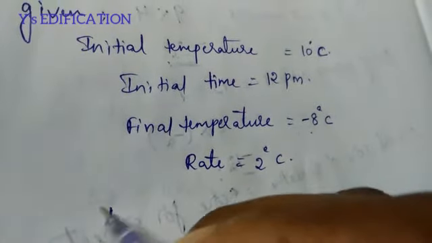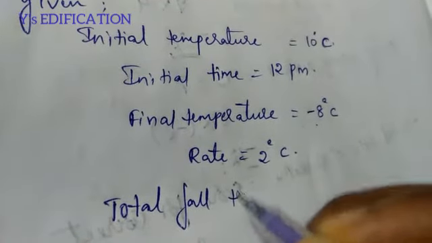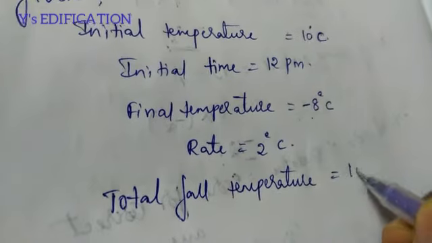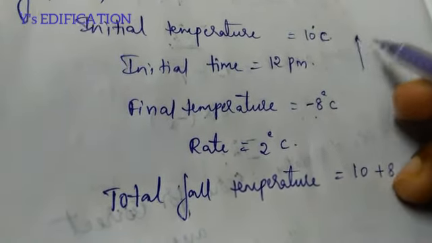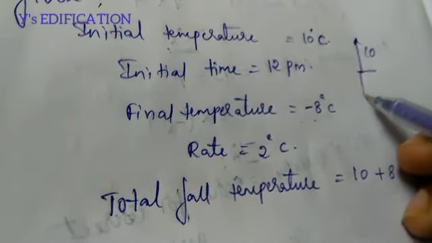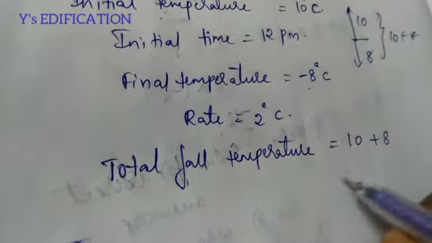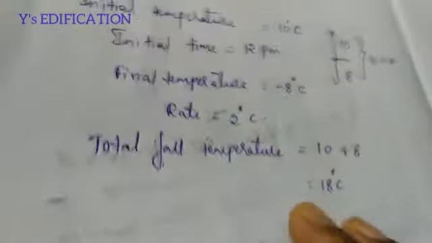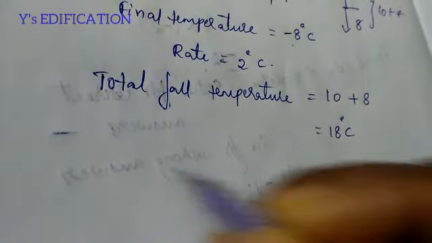First of all, let us see what is the total fall in the temperature. The total fall in temperature is 10 degrees plus 8 degrees. Above zero is 10 degrees and below zero is 8 degrees. So the total fall in the temperature is 18 degrees Celsius. 18 degrees of temperature is dropped, at 2 degrees per hour.